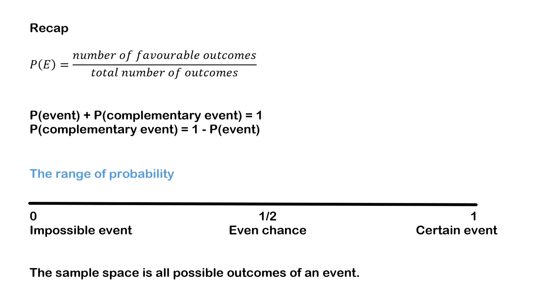To end the video, we'll do a quick recap. Remember, the probability of an event occurring is the number of favorable outcomes divided by the total number of outcomes. What you're looking at, or how many of the things you're looking at, divided by the total. Remember, the probability of an event and the probability of its complementary event, which is the opposite event, adds up to 1. The range of probability goes from 0 being impossible to 1 being certain. And remember, the sample space is all possible outcomes for an event occurring.